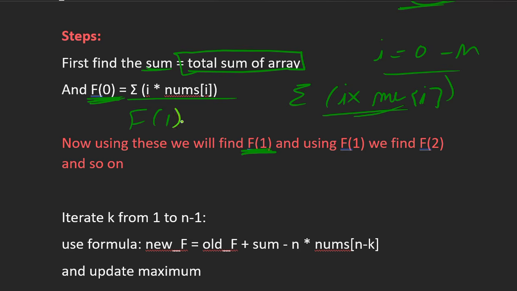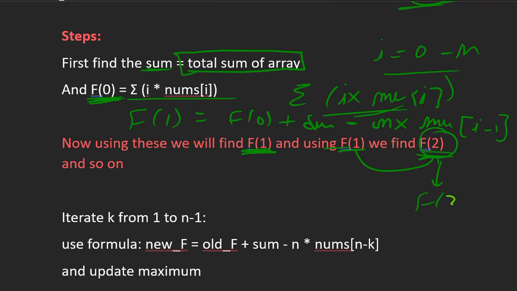F of 1 is basically f of 0 plus sum minus n into nums of I minus k, where I think k is 0. This is f of 1. Then we use f of 1 to calculate f of 2. Then using f of 2 we calculate f of 3, and so on we calculate all the values.